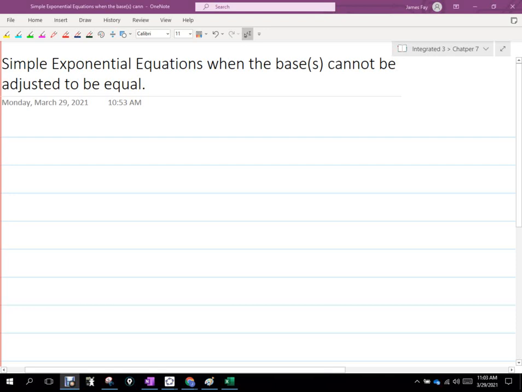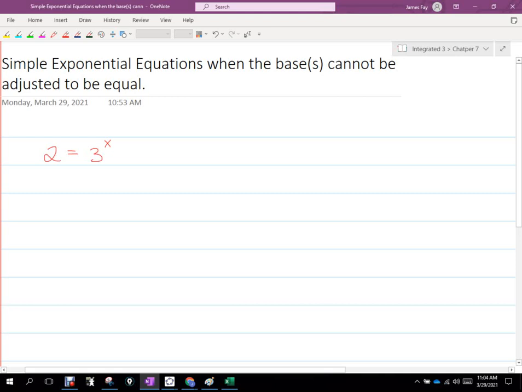Okay? So these are simple exponential equations. Bases cannot be adjusted to be equal. So, for instance, if I say, what is the answer to 2 equals 3 to the x? Okay? You cannot easily, because none of us think in irrational numbers, none of us could easily, off the top of our head, say, oh, change 2 to this number, change 3 to this number, and we can compare the exponents.